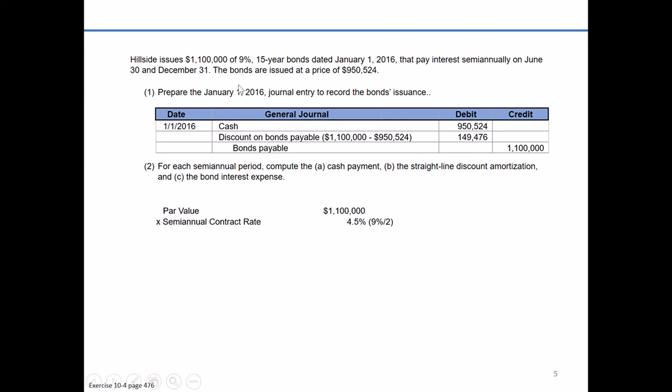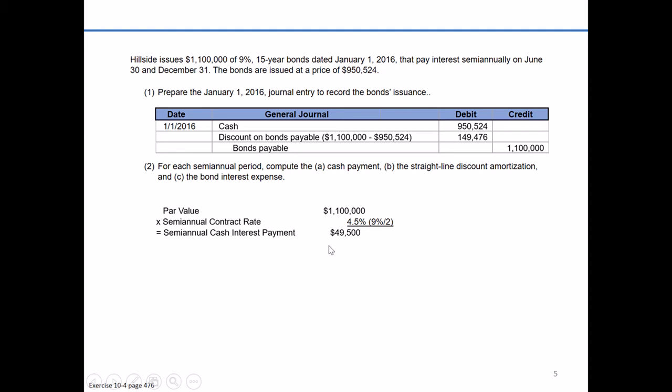You may look at this and say, no, that's not correct. It says 9%. 9% is the annual rate. We pay interest, or Hillside pays interest twice a year. We have to take the annual rate, divide it by the number of periods in a year that we pay interest. That's 2. So 9% divided by 2 means semi-annually, or every 6 months, the interest rate is 4.5%. 4.5% times $1.1 million means every 6 months Hillside makes a cash payment to its bondholders for interest of $49,500.